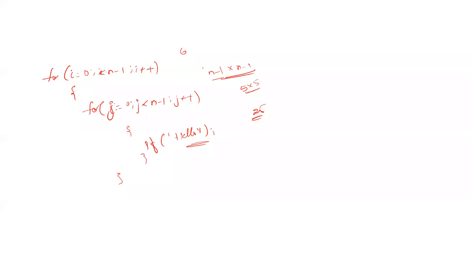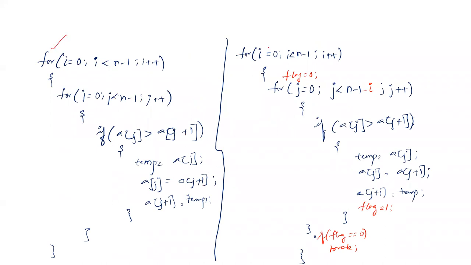For example, if in the first set only, that means in 1 into 5, after five repetitions the elements are in sorted order, then we are unnecessarily looping 20 more times. Thereby the time complexity increases. That is the only motive. So remember, this logic is correct and this logic is also correct. Don't think that only one way of writing is correct. I have modified the logic so that if the elements are already in sorted order, I'm not going to swap them. That is the logic I've written. So this is about bubble sort.